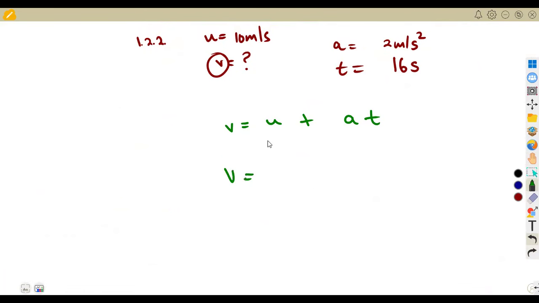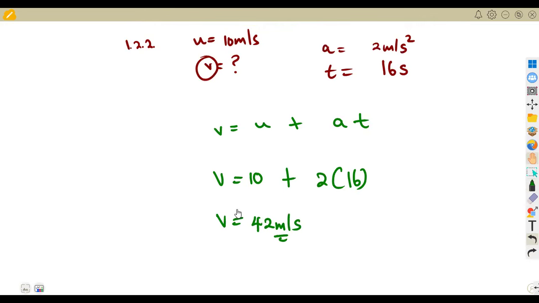So V is equal to U, the initial velocity there of 10 meters per second, plus the acceleration 2 times the time that was taken when the car is accelerating. It took 16 seconds in that period of acceleration. We do not know what is going to happen later on. We are not told, but we are just told that for the last 16 seconds it was accelerating. That is for the second phase. So that is it. You're going to get 42 meters per second. So that is our final velocity.